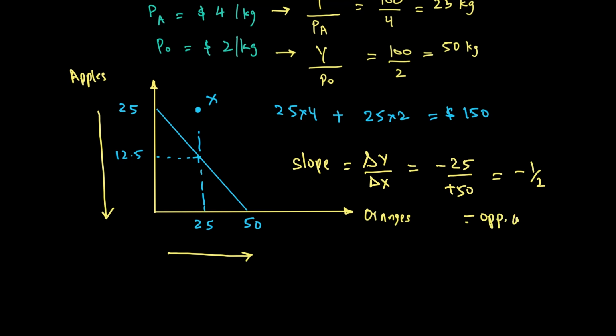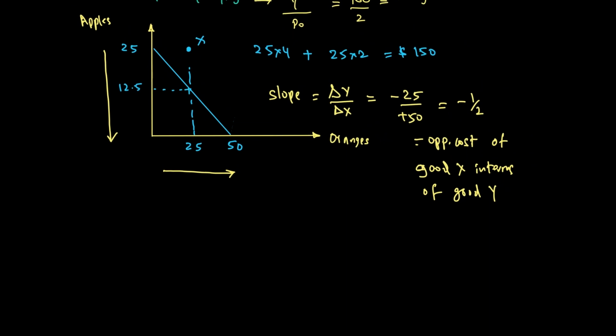In other words, it is telling us for every given orange, how much of apple do I sacrifice? In other words, in this case, we can say for every one orange, you sacrifice half of an apple. We can also rewrite this opportunity cost in general form and say the opportunity cost in this case of a budget line is simply the opportunity cost of good X in terms of good Y.